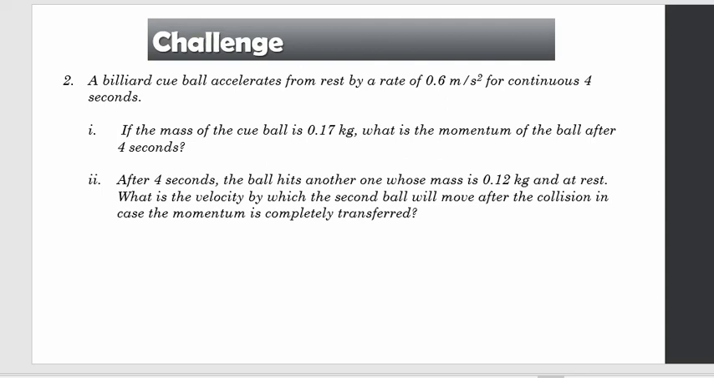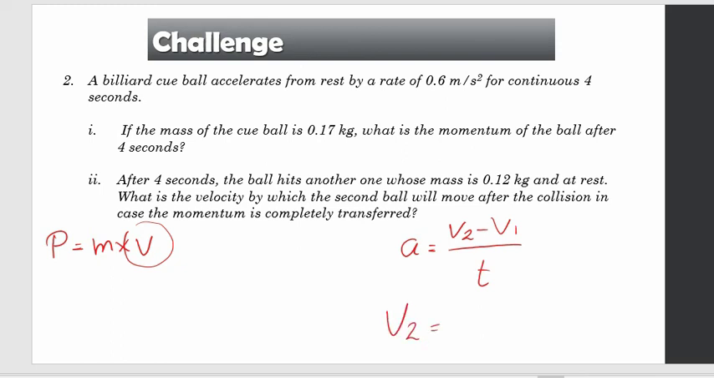The problem here is that the momentum of the ball is equal to m times v, and you don't have the velocity. You have acceleration and time. So the first thing you need to do is apply the acceleration rule to find the velocity. This rule says that acceleration A is equal to v2 minus v1 over t. Now to find v2, it's going to be equal to A times t plus v1.